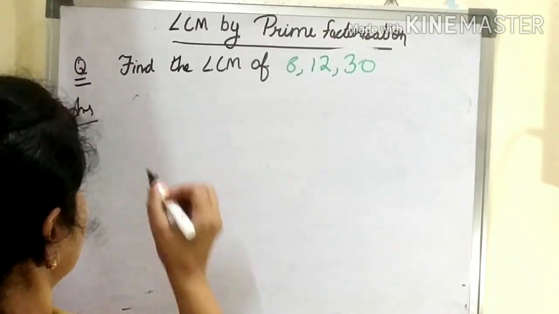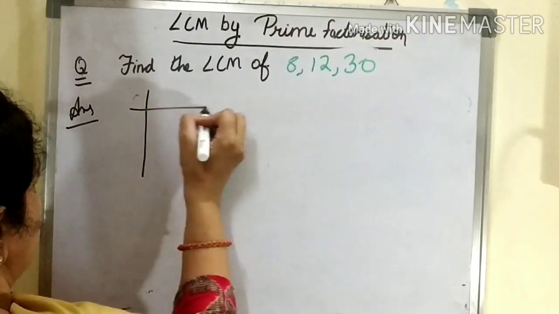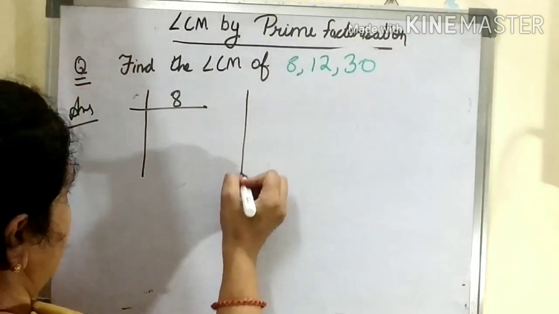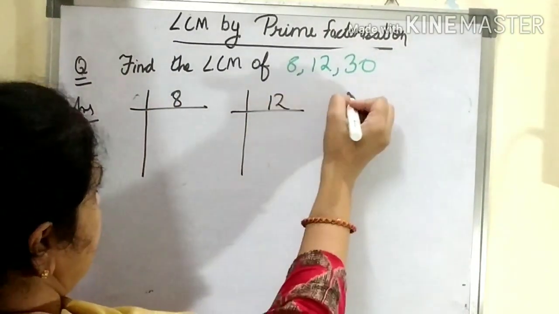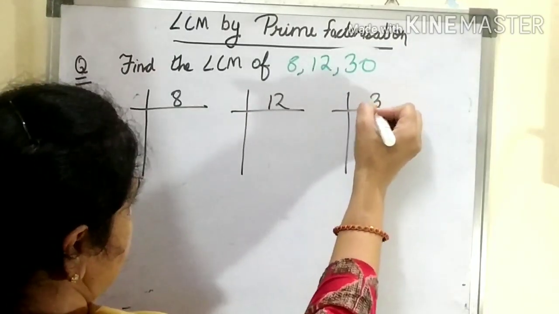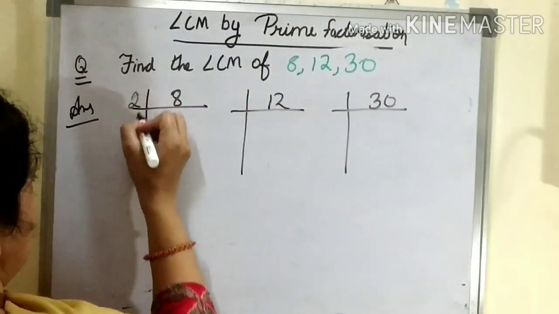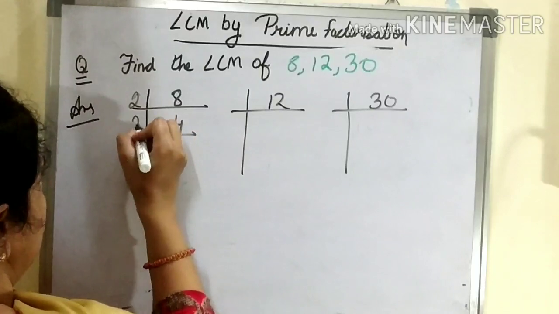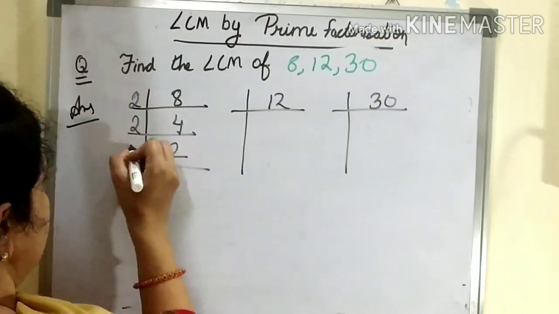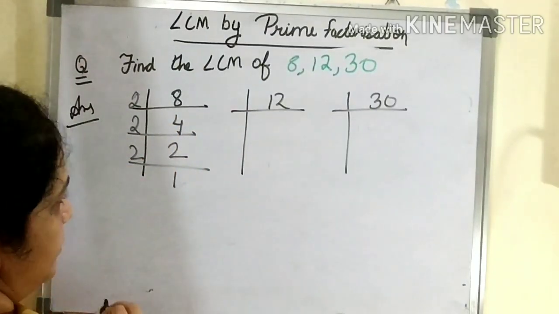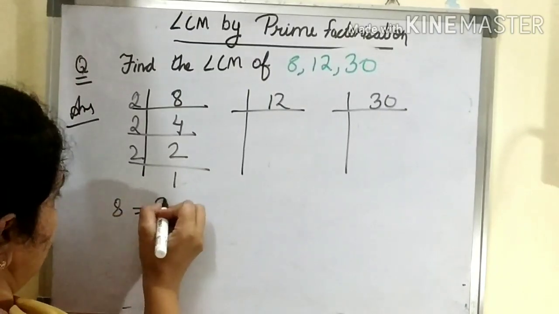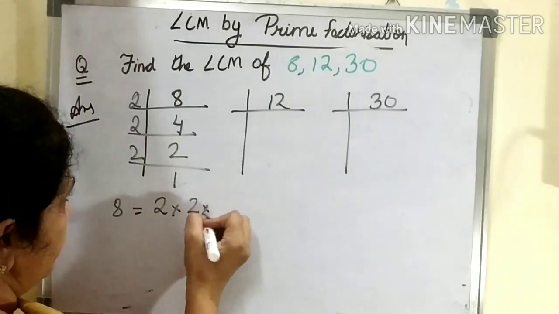That means we will find the prime factorization of 8. Then I will find the prime factorization of 12, and then the prime factorization of 30. Now when I found it, I got 2 4s are, then 2 2s are, and then 2 1s are. Okay, that means 8 is equal to 2 into 2 into 2.